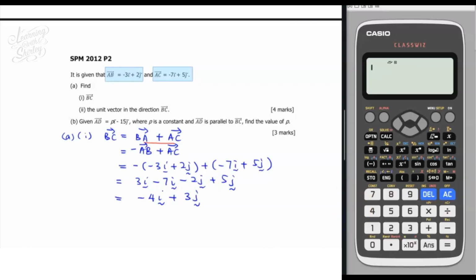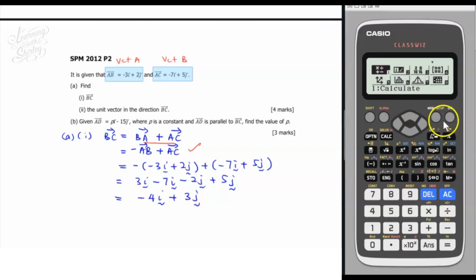Now I'm going to teach you how to use the Casio Classwiz calculator to double check your answer for vector BC. Let's say this is vector A and this is vector B. I'm going to use the second step, which is negative vector A plus vector B. Let's go to your calculator. Go to menu, then press right until you see vector, which is number 5. You're going to define vectors A and B, number 1 and 2. We define vector A first, so press 1. Dimension is 2. So it's negative 3, 2.